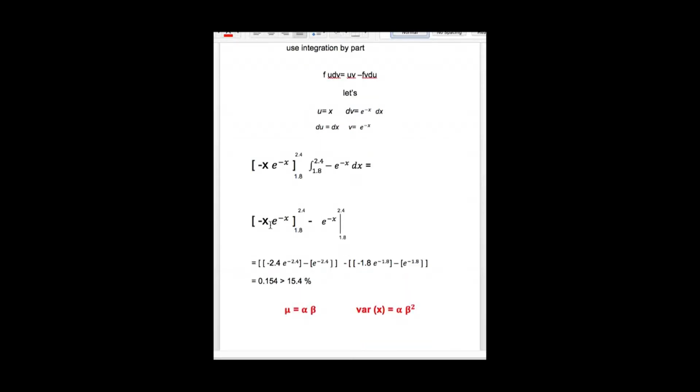This one is for the integral from 1.8 to 2.4, and then you're almost done. We substitute 2.4 into this, and after that we substitute 1.8 into this, same with this function. Which is negative 2.4 times e to the power of negative 2.4, minus e to the power of negative 2.4, and then minus the same situation for 1.8, which is negative 1.8 times e to the power of negative 1.8, minus e to the power of negative 1.8, same as the previous function.